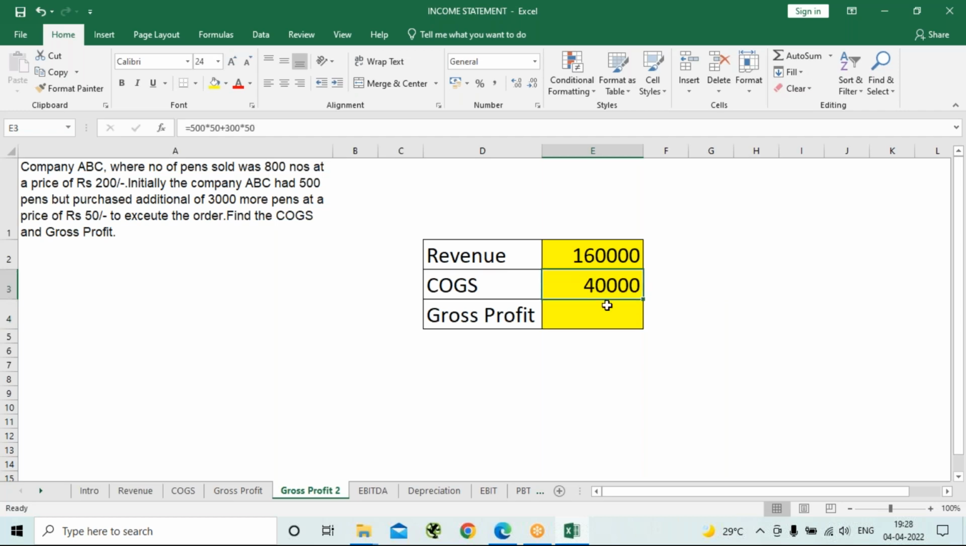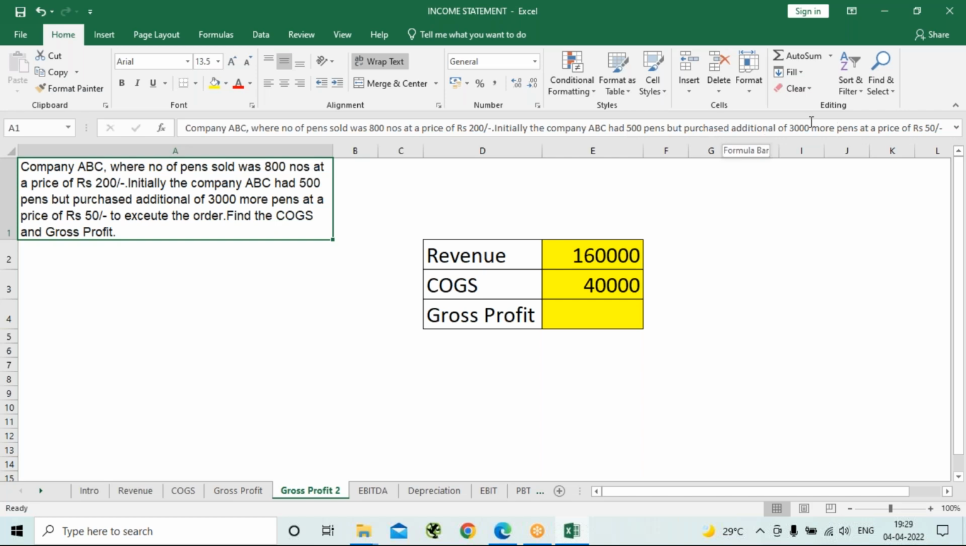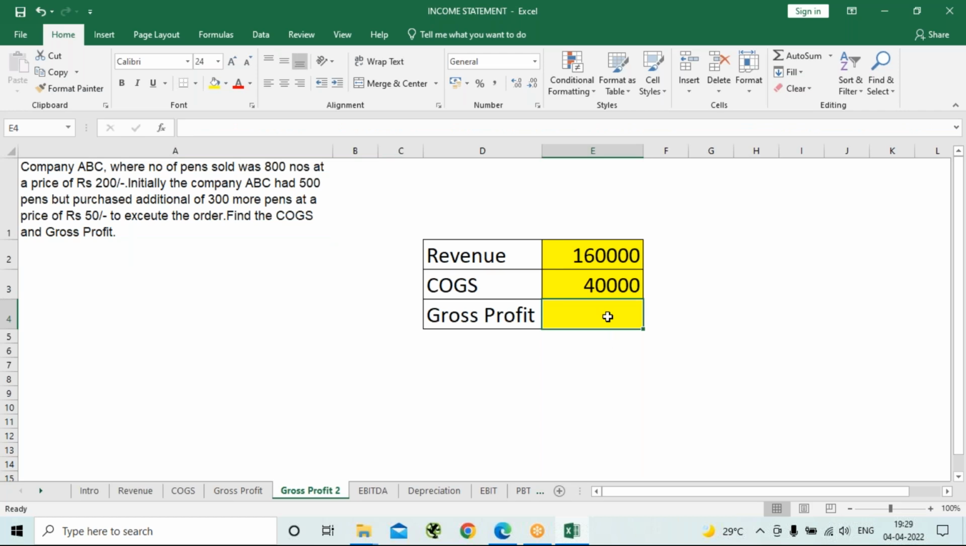Let me see. If I make it 3000, it will be 1,75,000, which will definitely be a loss. So let us not incur a loss. So I'll change this value to a quantity of 300. Please make a note of this and try to do this calculation. Okay, so 1,60,000 minus 40,000 minus 40,000, which will bring a 1,20,000 value.